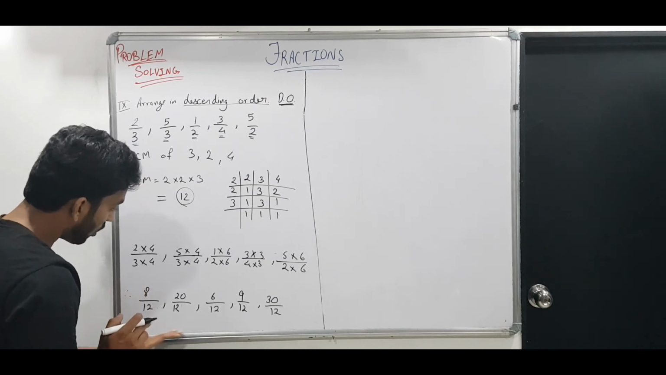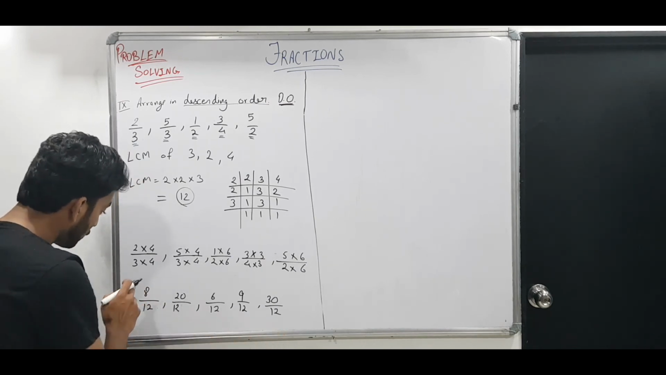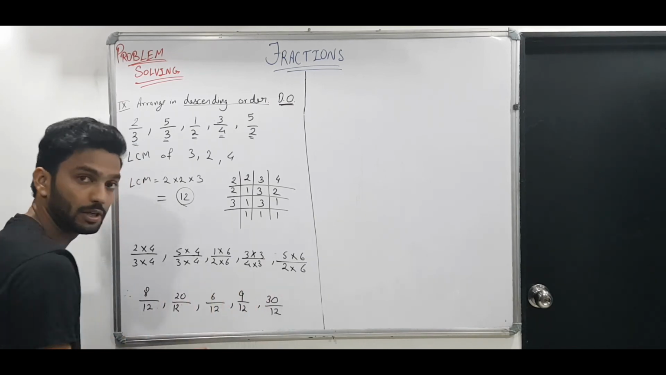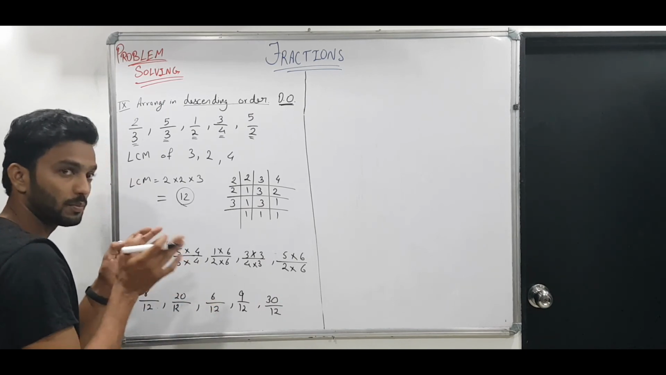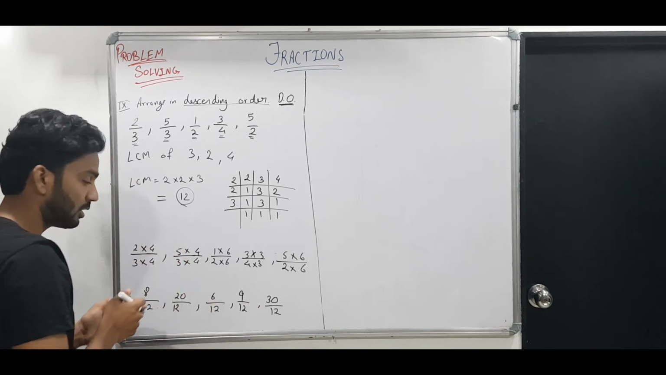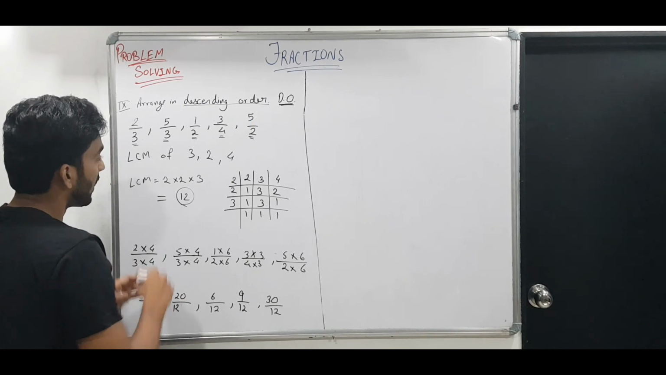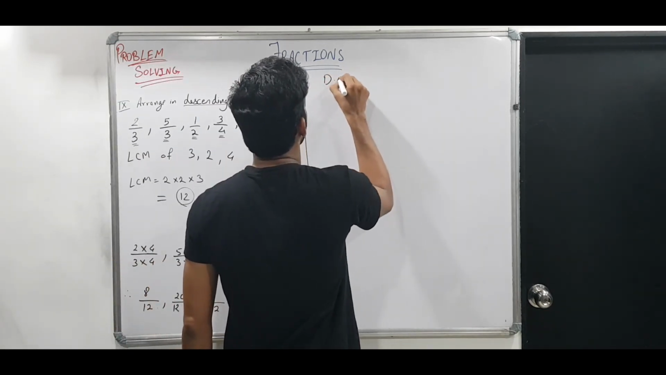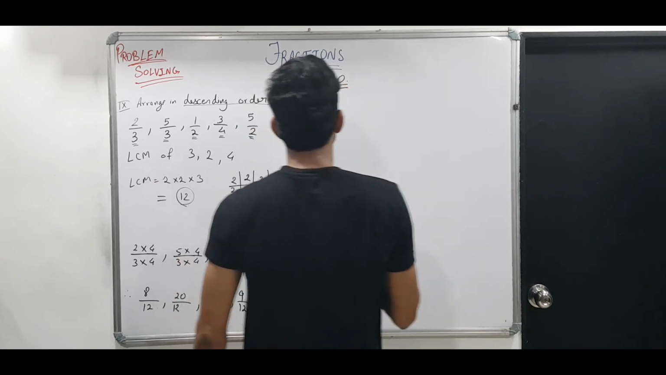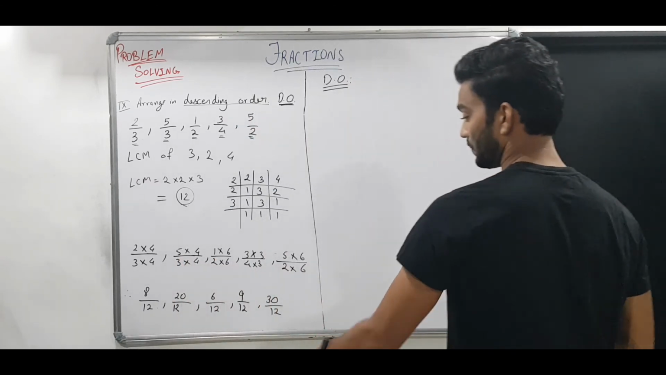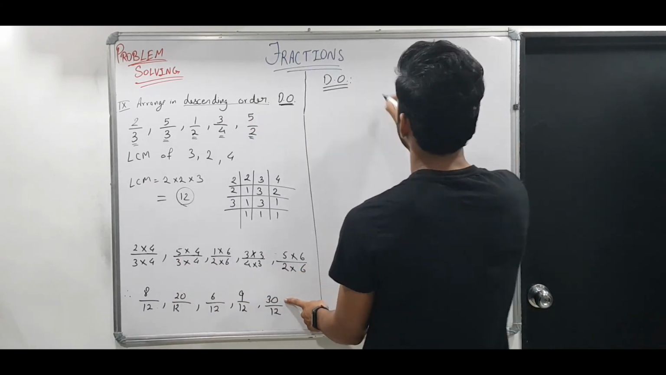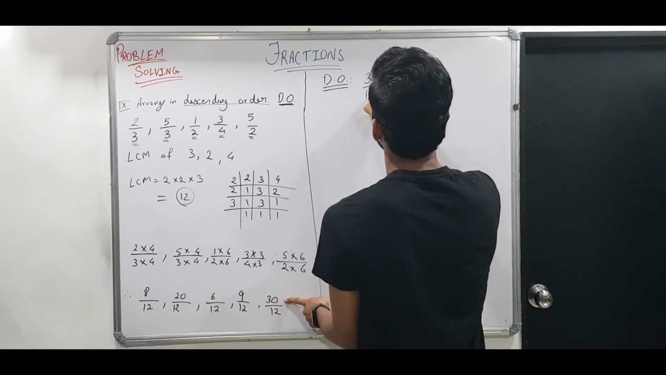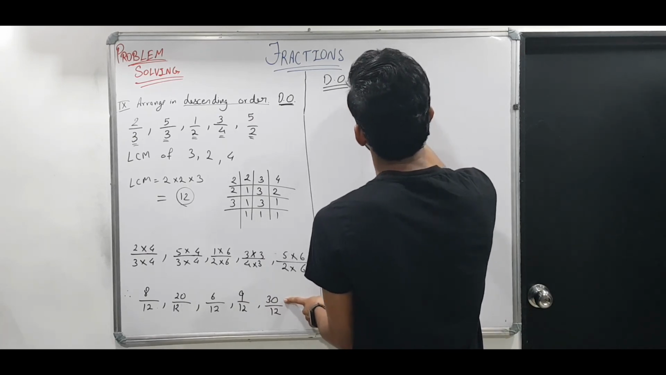Now here all the denominators are same. We have to compare the numerators only. सबसे बड़ा न्यूमरेटर सबसे बड़ा फ्रैक्शन होगा, सबसे छोटा न्यूमरेटर सबसे छोटा फ्रैक्शन होगा. So we have to arrange in descending order. Descending order means starting from the greatest going towards the smallest. इसमें greatest number है हमारा 30. So 30/12. Here we'll give the symbol.